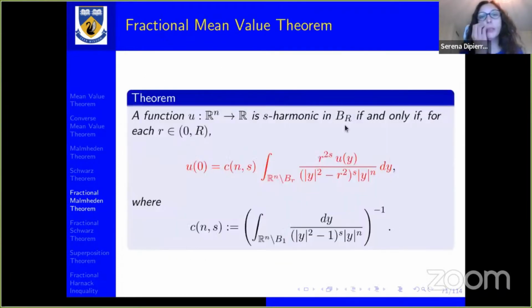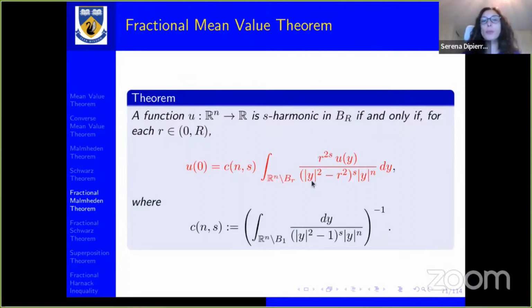Now we started diving a bit into the fractional Mälmheden theorem. We started with the fractional mean value theorem, and we observed that the function u is s-harmonic in some ball if and only if, for every ball contained in my domain, or in BR in this case, u at 0 can be written in this way.